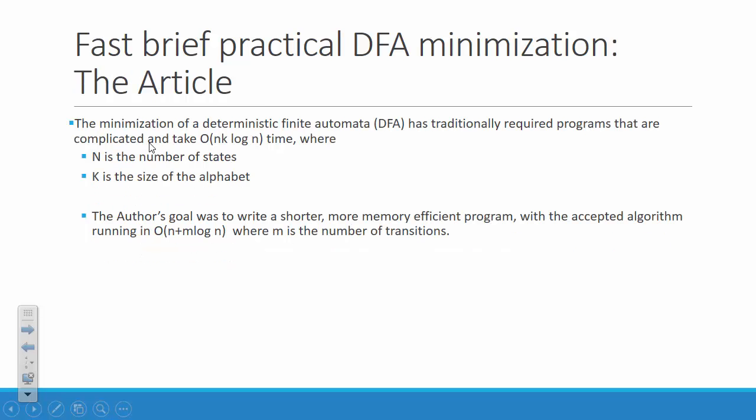The minimization of a DFA has traditionally required programs that are complicated, and they take O(K n log n) time, where n is the number of states and K is the size of the alphabet. The author's goal was to write a shorter, more memory-efficient program with the accepted algorithm running in O(n + m log n), where m is the number of transitions.